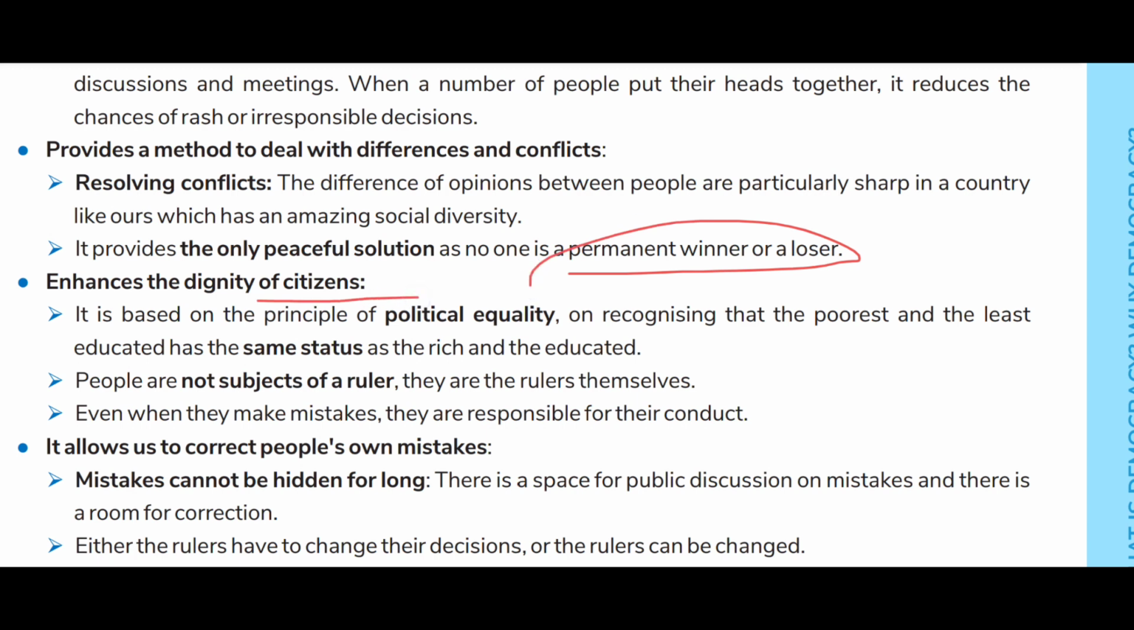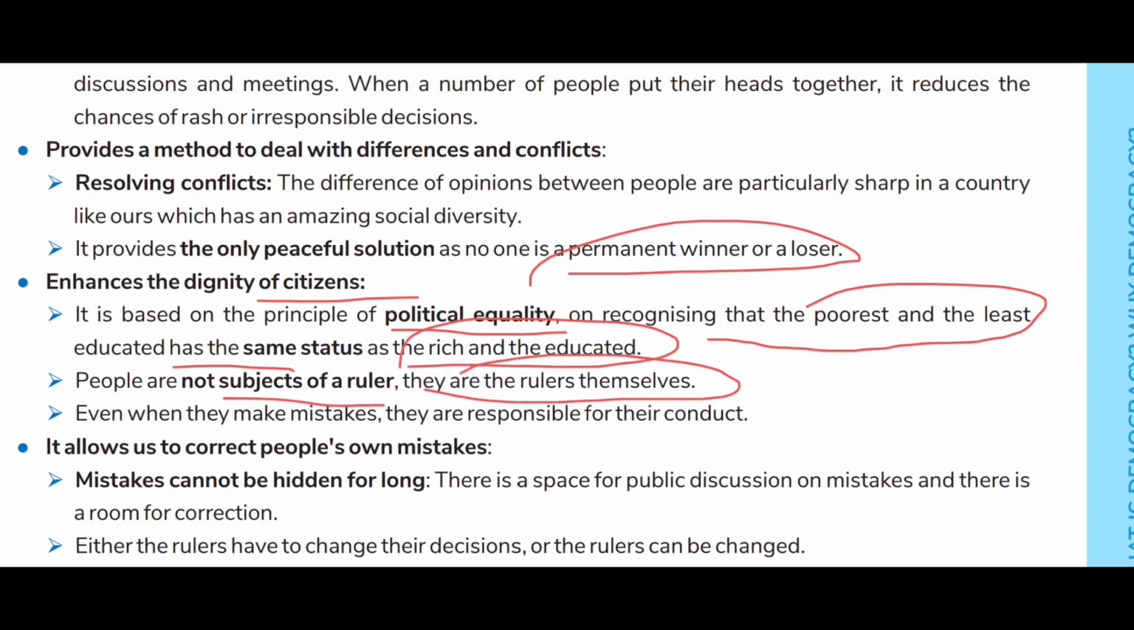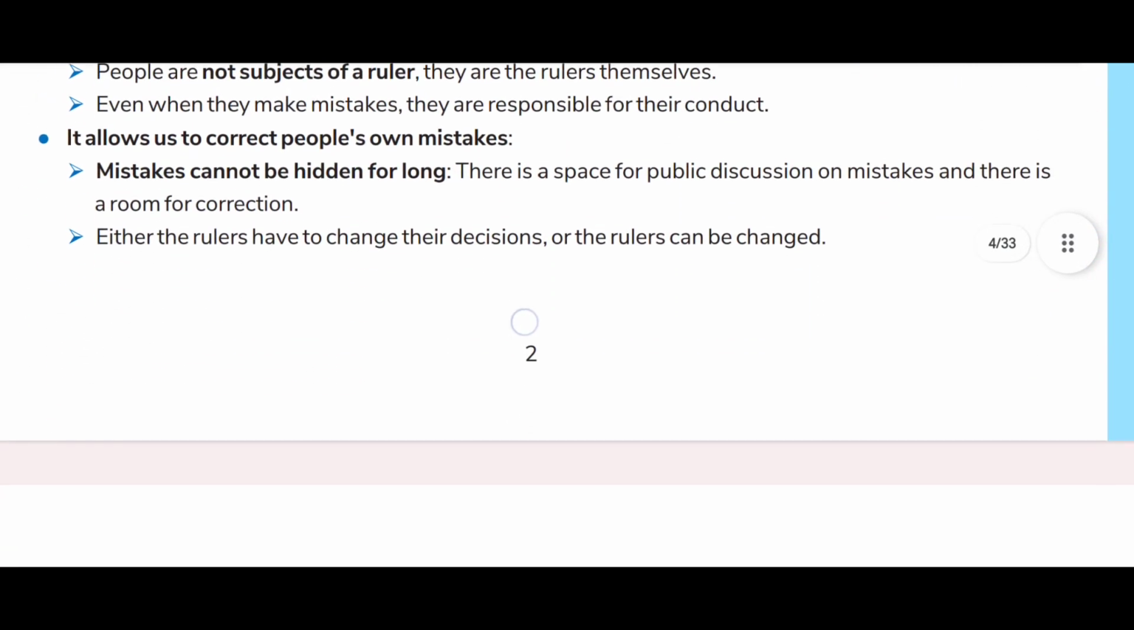It enhances the dignity of citizenship. It is based on the principle of political equality. One recognizes that the poorest and the least educated have the same status as the rich and the educated. People are not subjects of a ruler. They are rulers themselves. Even when they make mistakes, they are responsible for their conduct.